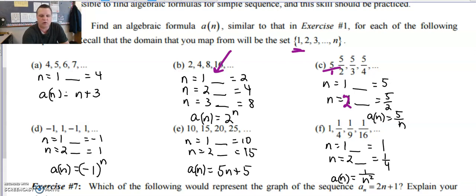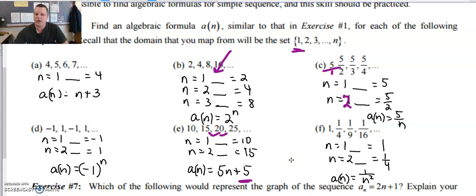N equals 1, so 1, so some value gives me 10. So I can maybe do times 10. Okay, but then I do 2 times 10, doesn't work. Okay, so it gets a little more involved. But you can see that these are going up by 5. So that's where I'm adding 5. Okay, so what do I add to 5 to get 10? I add 5. 5 times 1 is 5. 5 times 2 is 10. Okay, so 5n plus 5. If you need more explanation, ask me in class.